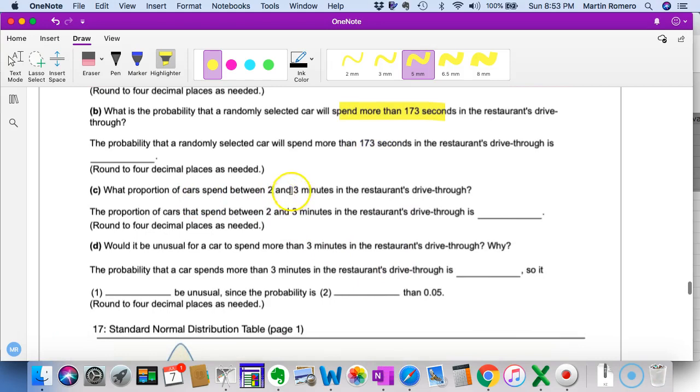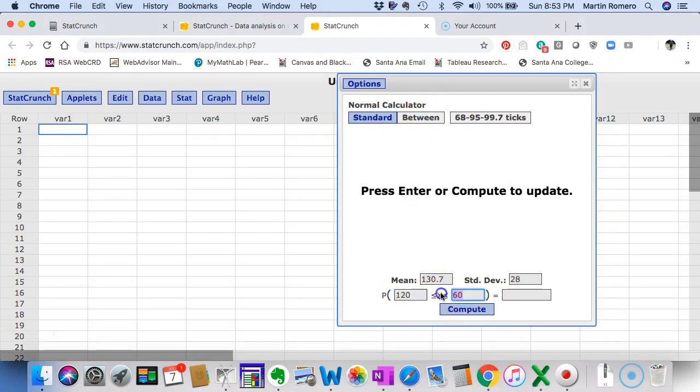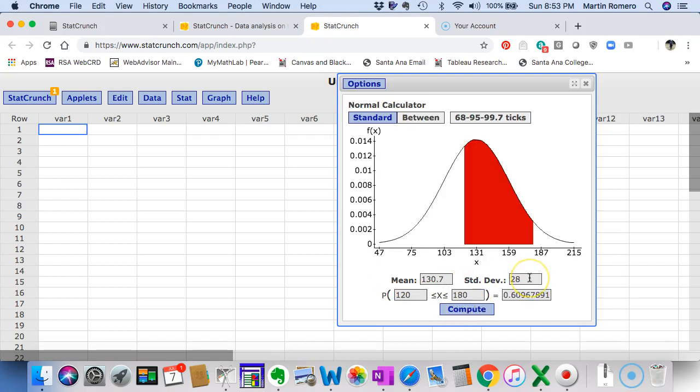What is the proportion of cars that spend 2 to 3 minutes? It's a trick question. These are in seconds. So between 2 and 3 minutes, this would be 120 seconds and 180 seconds. Compute that. And so 60.9% of the cars would spend between 2 and 3 minutes. I had to convert the minutes to seconds, 60 seconds in a minute.